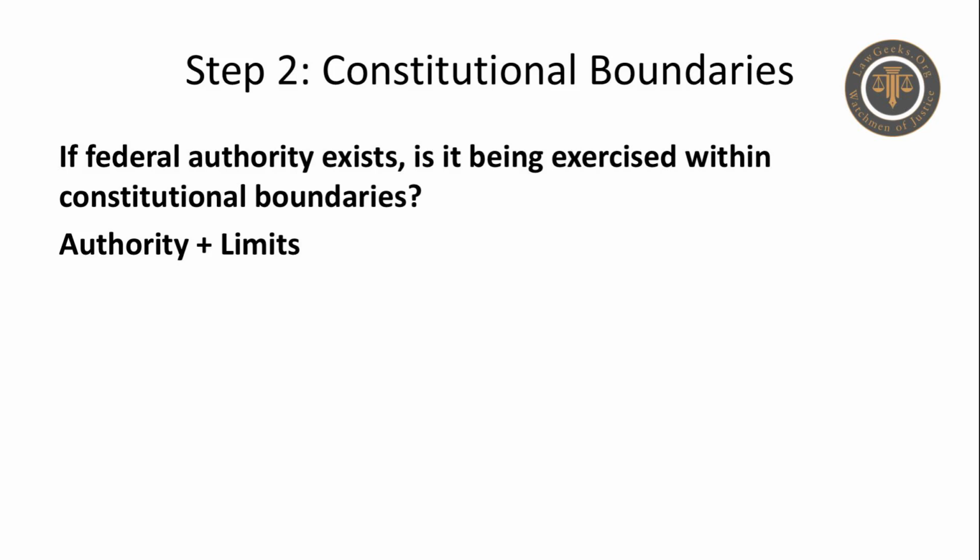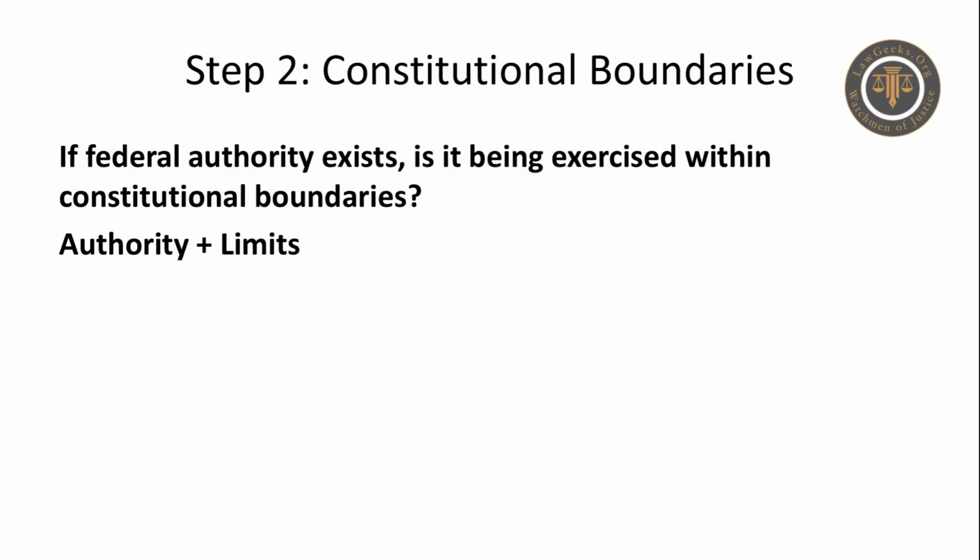Step 2 recognizes that even when the Constitution grants federal authority, that authority isn't unlimited. Let me give you an example to show why this matters. The Constitution grants Congress the power to regulate interstate commerce. That's clear federal authority. But does that mean Congress can regulate absolutely anything by claiming it somehow relates to interstate commerce? No. The commerce power has constitutional boundaries.